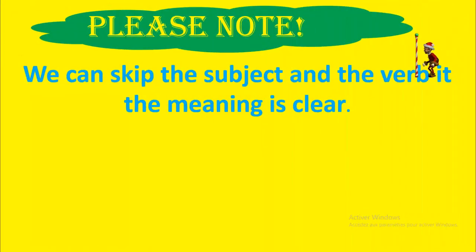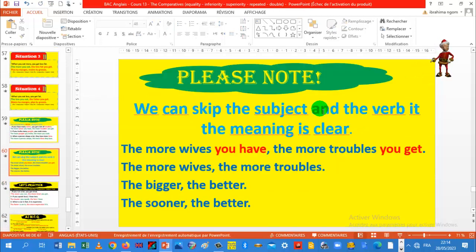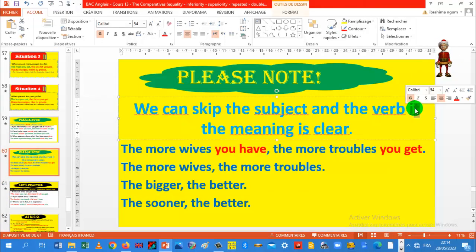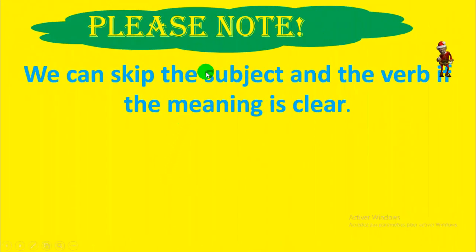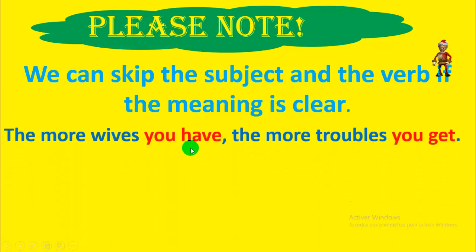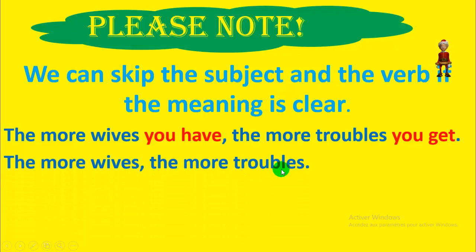Please note, number 2, we can skip the subject and the verb if the meaning is clear. On peut ne pas mettre sujet-verbe quand le sens est clair. The more wives you have, the more troubles you get. Le sujet et le verbe, on peut ne pas les mettre. On peut dire the more wives, the more troubles, et tout le monde comprend. Plus de femmes, plus de problèmes.